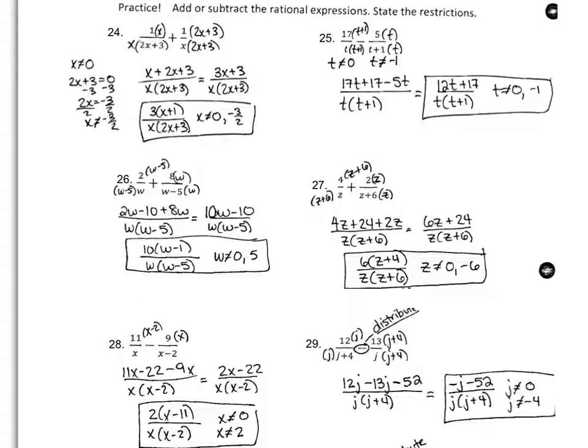Here are your answers from last night's homework. You can see what each fraction needed, and then what your restrictions are as well. It also points out the negative, especially number 29, that you need to distribute. So go ahead, check through these, and then pause it until you're ready to scroll up to check the rest of the answers.